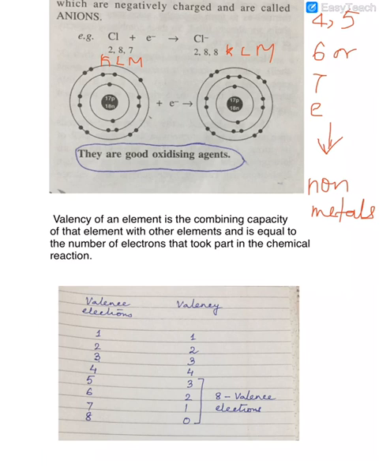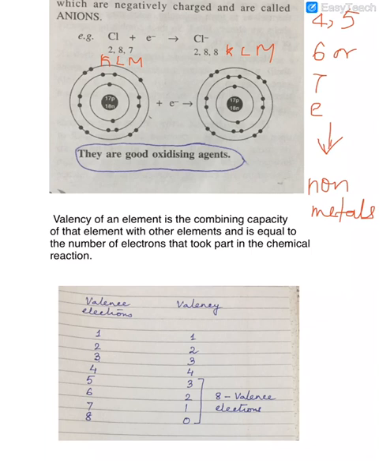Slowly we'll go into the depth of it. So the valency of an element is the combining capacity of that element with other elements and is equal to the number of electrons that took part in the chemical reaction. In case of sodium, 1 electron took part in the chemical reaction because sodium lost an electron. In case of chlorine, 1 electron took part because it gained 1 electron. So the valency of sodium is 1, valency of chlorine is 1.